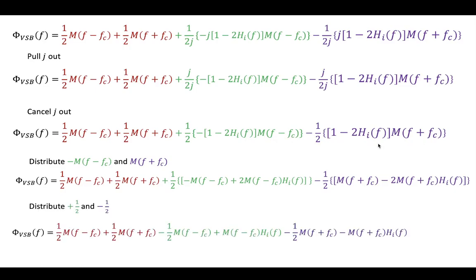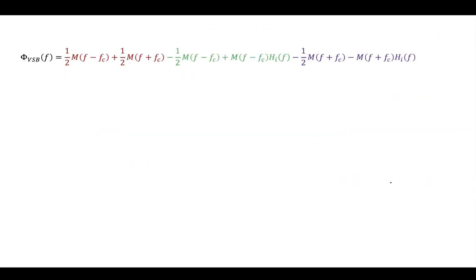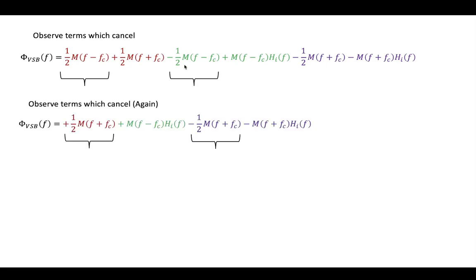Then we're going to distribute the plus 1/2 and minus 1/2 in. So we're going to get rid of that 2 and this 2 by doing that. So this is going to leave us with this form of the VSB signal. Then we can observe that some of these terms are going to cancel. So this term and this term, this is a plus term, this is a minus term, those cancel and go away. And then we can also see that there's more terms that we're left with that cancel. So these ones, this came down here, this came down here, these ones are also going to cancel with each other. So now we're left with a much more simple VSB signal.